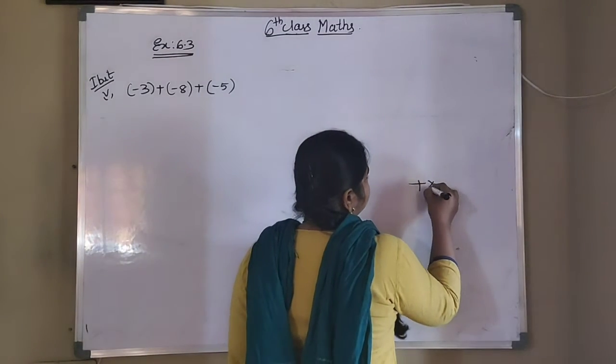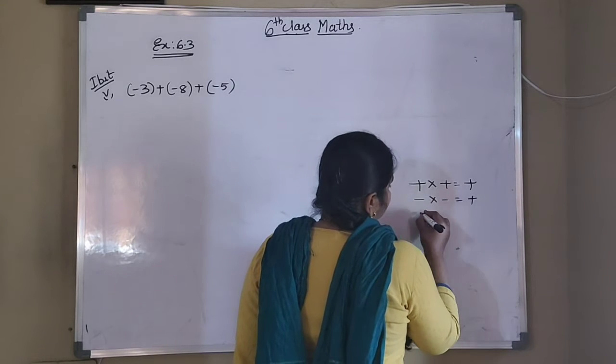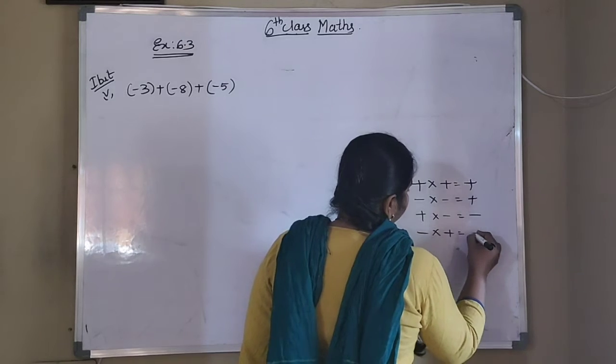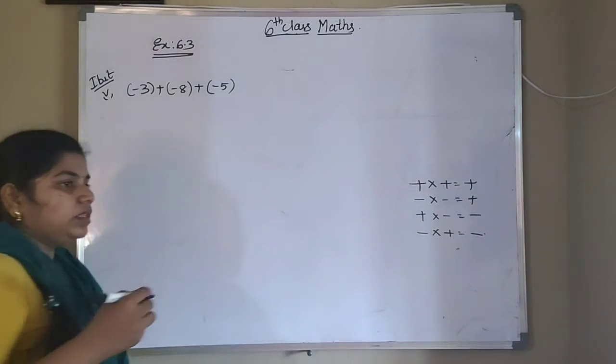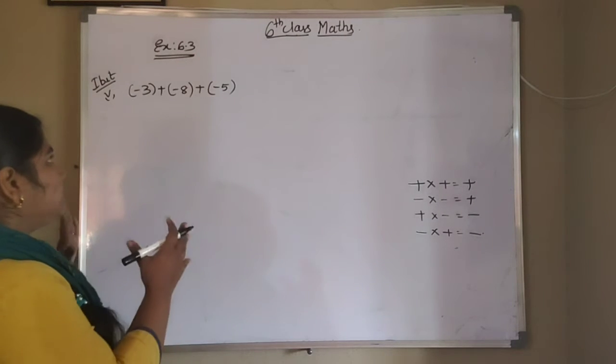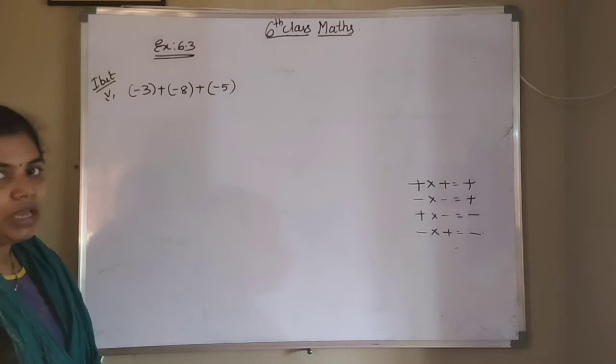you. That is, plus into plus will be plus, minus into minus will be plus, plus into minus will be minus, minus into plus will be minus. So by using these four conditions we are going to solve the problem. This result we have to represent on a number line.